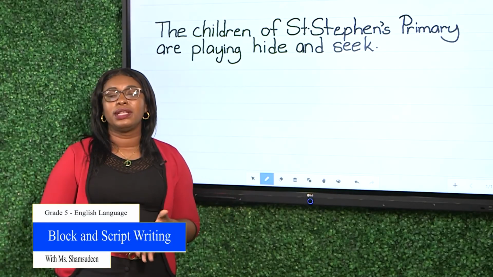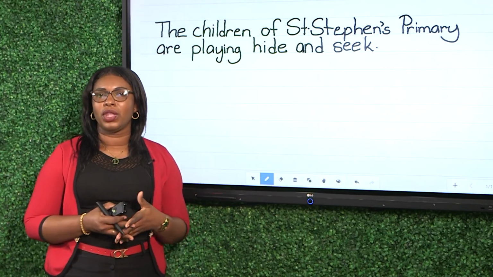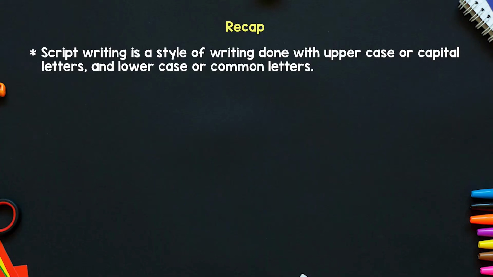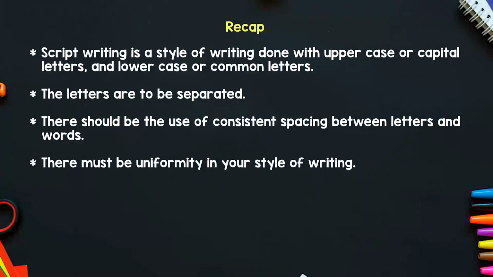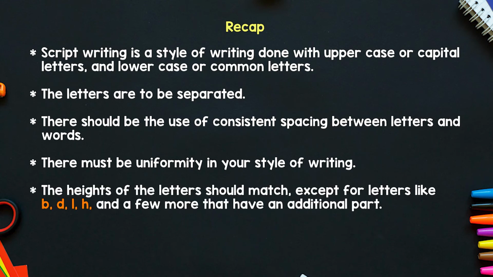So let's review a little of what we did today. We discussed script writing as a style that is done in both uppercase and lowercase formation. We also discussed that in order to have good letter formation, the letters in script writing are to be separated. There should be the use of consistent spacing between letters as well as words. We should ensure that there is uniformity in the style of writing that we choose to use, and that the height of letters, regardless of if you're using lowercase or uppercase, it must also match up.